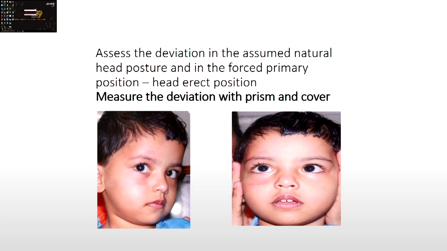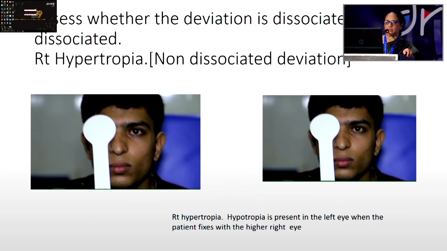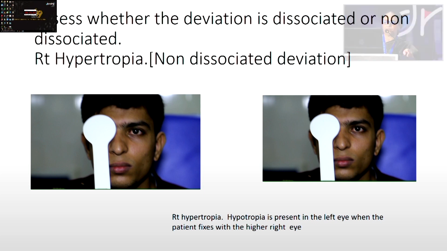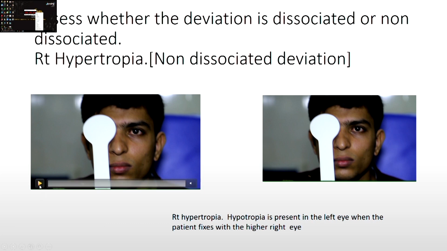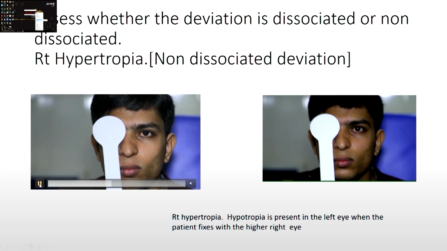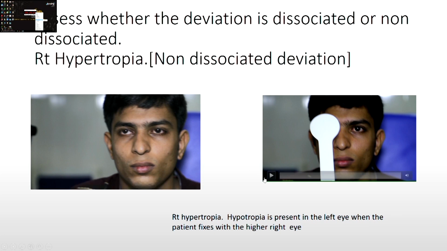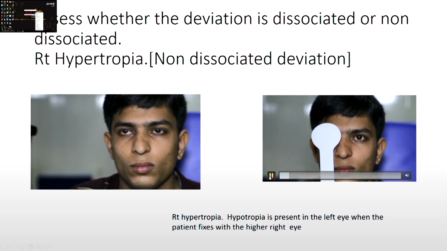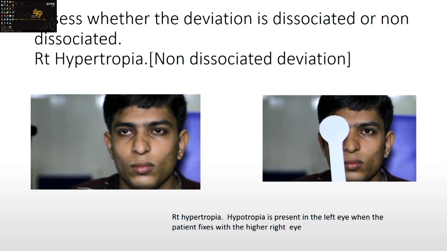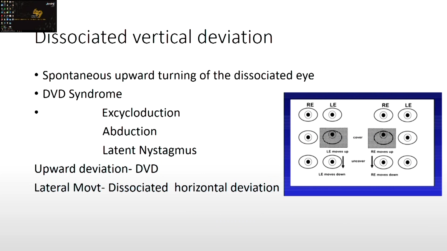And then we have to assess the deviation in the natural abnormal head posture position and also in the head erect position. And then assess whether the deviation is comitant or not, whether the deviation is dissociated or not. This is a non-dissociated deviation, right hypertropia. When you cover the right eye, the eye which was deviated upwards comes down to take fixation. When you cover the left eye, it goes upwards to take fixation. So this is a right hypertropia, non-dissociated deviation.